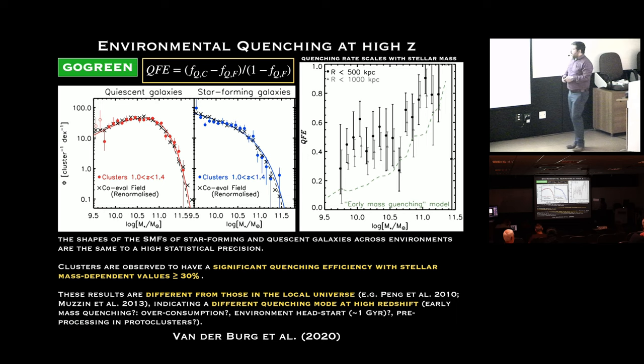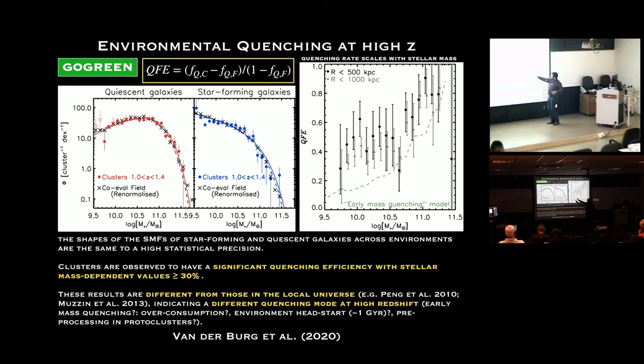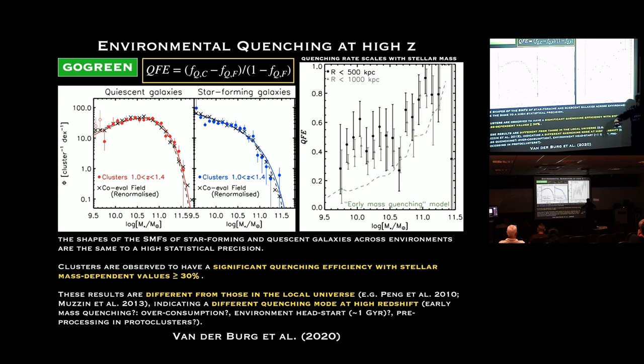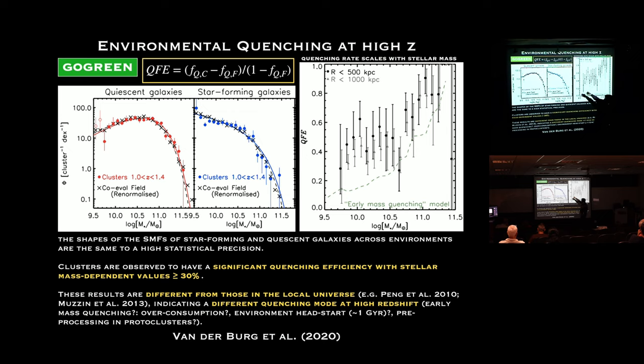Using the GOGREEN clusters, again, the median redshift is about 1.2. If you separate quiescent galaxies and star-forming galaxies, and then you calculate the stellar mass function, and you do that for clusters and the field, right? Look at quiescent galaxies in clusters and field, the stellar mass function is the same. If you do that for star-forming galaxies and you compare clusters versus field, it's the same. We were not really expecting that, because what we know from the local universe is that there are differences.